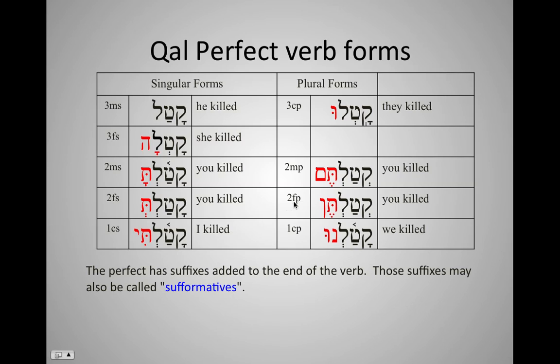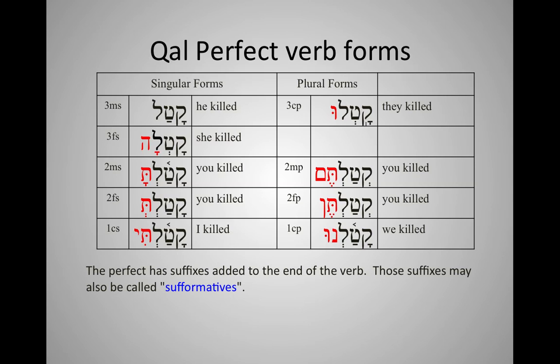Our second person feminine plural form looks a lot like the last one, the second person masculine plural, but it's got a tav sigol noon instead. And again, our subject is still you. And lastly, we have our first person plural subject. Again, it's first person common plural. The common, the C there, just means it's masculine or feminine. It's plural, and our subject is we. In this case, we killed. And the ending there is noon with a shurik.